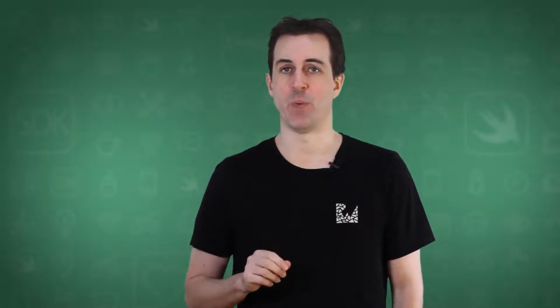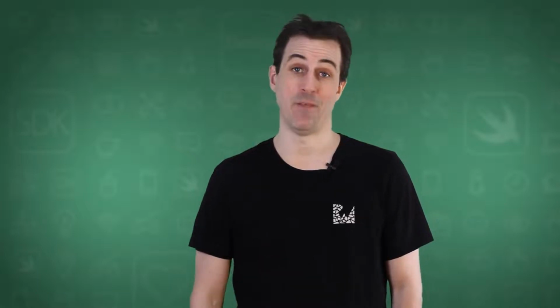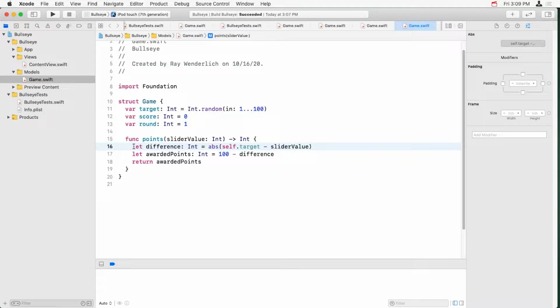We've now reduced our points slider value method to just a few lines of code. But good news, there's a way to reduce the code by a few more characters thanks to an amazingly handy feature of Swift called type inference. Let's take a look.